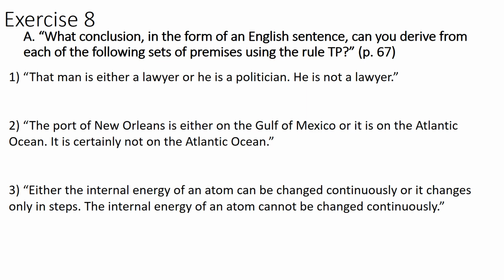Very briefly, I want to look at part A of exercise 8, just to make sure we understand what's going on with these three examples. So number 1, that man is either a lawyer or he's a politician, but he is not a lawyer. Well, therefore, he's obviously a politician. That's a disjunctive syllogism, also known as modus tollendo ponens.